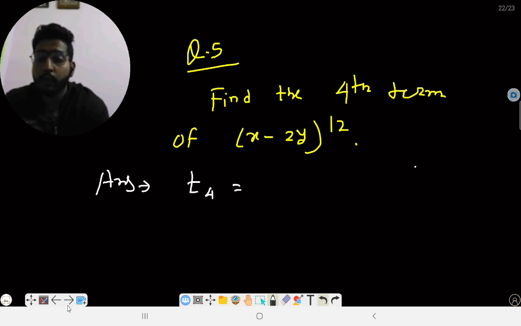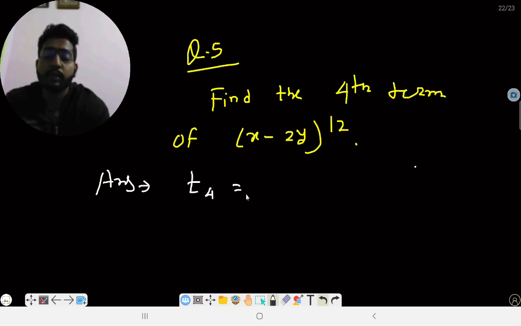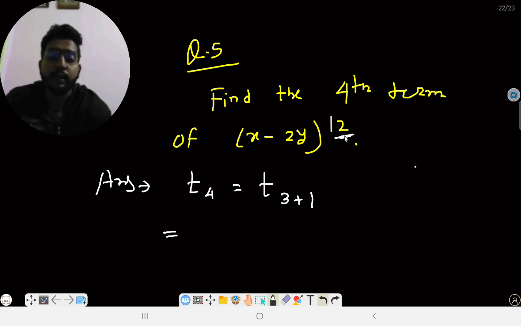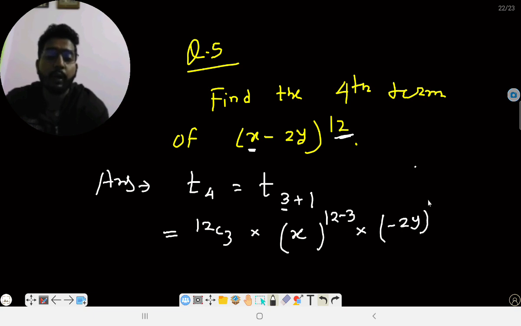For using this formula, you have to write r plus 1, so T4 can be written as T3 plus 1. Now what was the formula? nCr. Here n is 12 and r is 3. So 12C3 into a to the power n minus r. What is a here? x. So x to the power n minus r into b to the power r. b is here minus 2y, that means minus 2y whole to the power r.